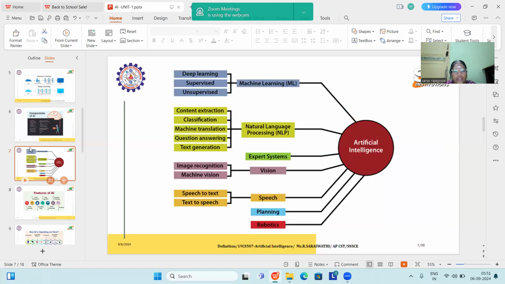These are the different types of classification: deep learning, supervised and unsupervised learning. These are the different types of machine learning algorithms. In natural language processing, we have to process the structured and unstructured data. We have to extract the content, classify the content, translate the machine, and then question answering, text generation. These are the different types of tasks in NLP. And then image recognition, machine vision, speech to text process, text to speech process, planning, robotics.